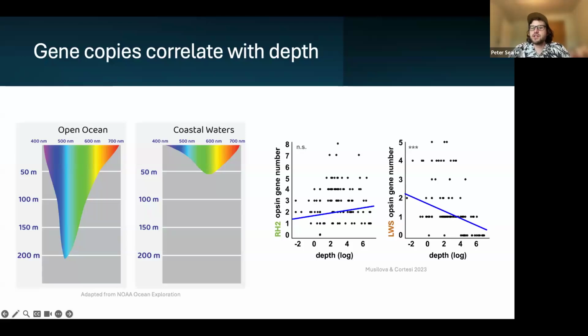Previous research that's looked at this is consistent with these general trends. It was found that in deeper water species, there were increased copies of this RH2 opsin. I've color coded these for me to keep track and for everyone else to keep track. So RH2 is for the green spectrum, so there's increased copies of those. And then a decrease in copies of LWS, which detects light in the yellow to orange spectrum, in deep sea fishes specifically.